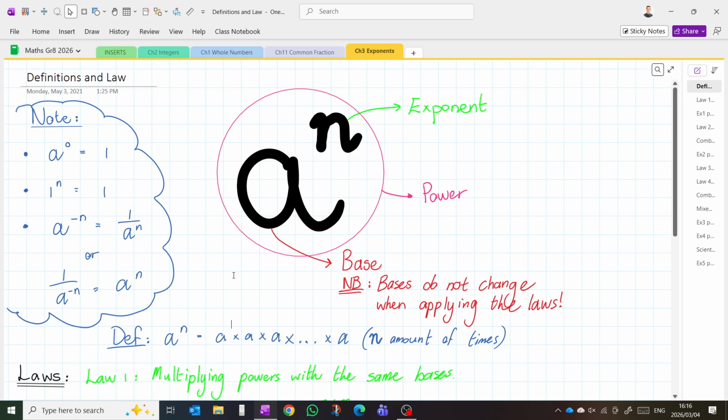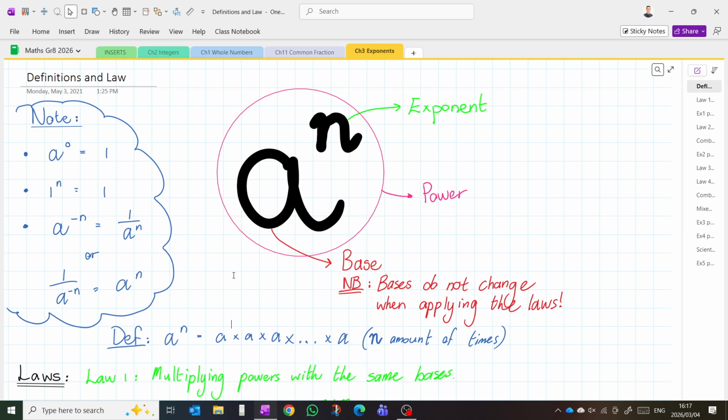Alright, graduates. Welcome to chapter 3. This chapter is all on exponents. We're going to start off simply by looking at some notation and theory, as well as the 4 laws that you are going to be learning with regards to exponents, just briefly, and then we're going to dive into each law and how they work on their own.